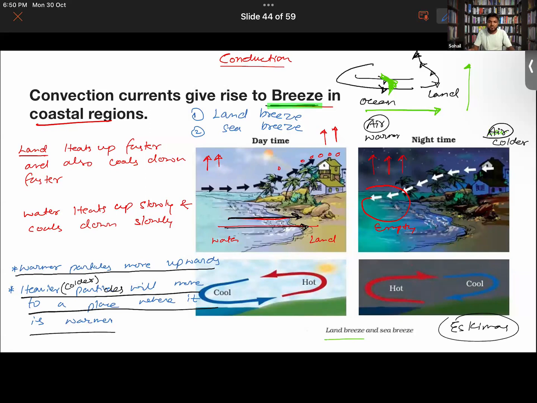Now, to remember sea breeze, just understand this: if air is moving from the seaside towards the land side, then it is a sea breeze. Okay. And then the land breeze. Land breeze will be after the sunset. What will happen basically? Land will start to lose the heat. So land will start to lose heat faster than the seawater.